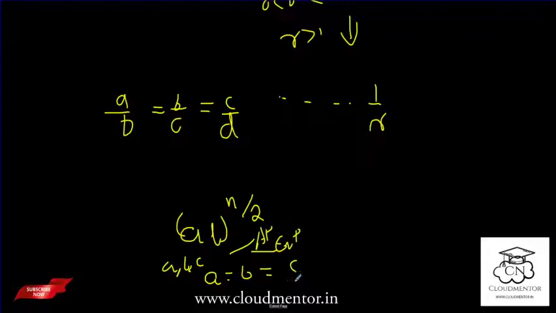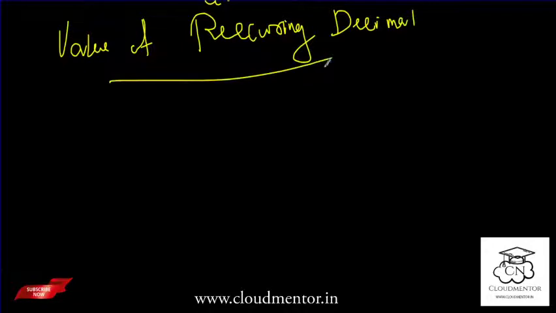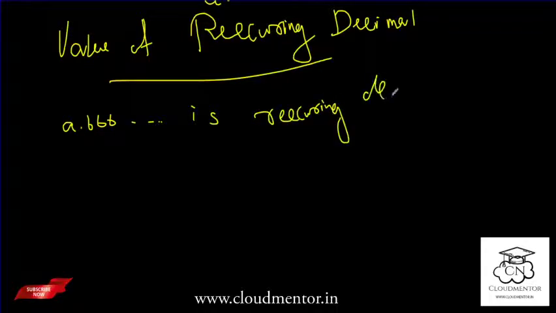Now I have a problem solving trick for such questions as in JEE, and that is the value of a recurring decimal. A number of the form a dot b b b b etc. is a recurring decimal. Such a type of decimal is called a recurring decimal. It is recurring, right? Look at this b b b b b.